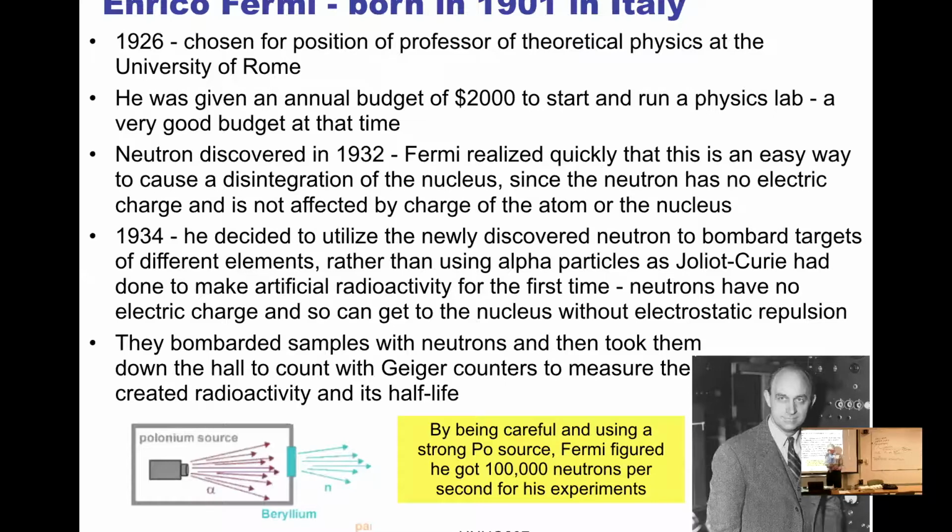You measure its half-life too, of how quickly that activity died away. And so that's what they were measuring, making new radioactivities, new half-lives, when you put different foils in this flux of neutrons. And he did a whole series of experiments. He was able to get a strong polonium source. He did the geometry right. He figured he was getting 100,000 neutrons per second coming out from the beryllium foil and hitting his targets.